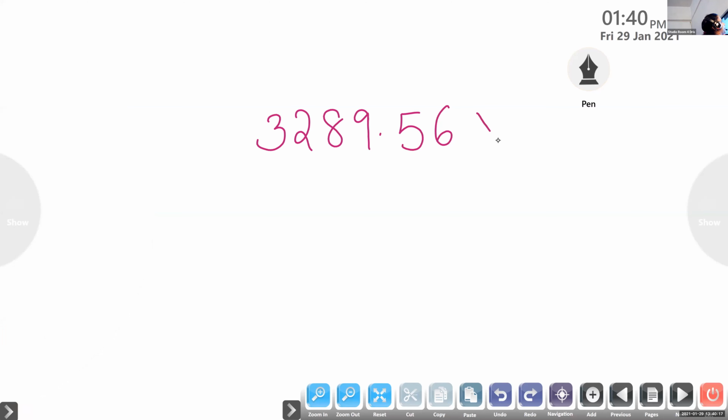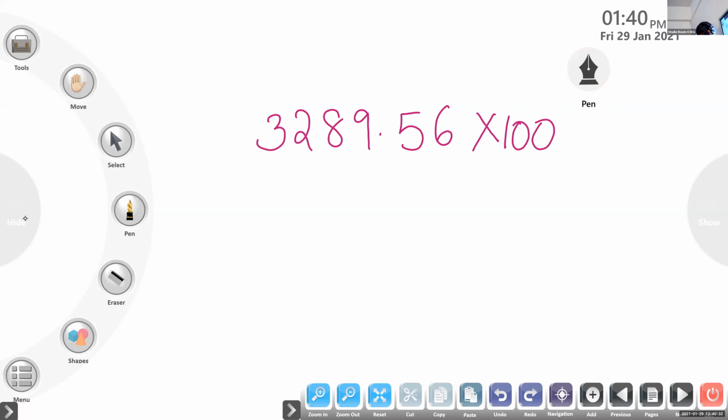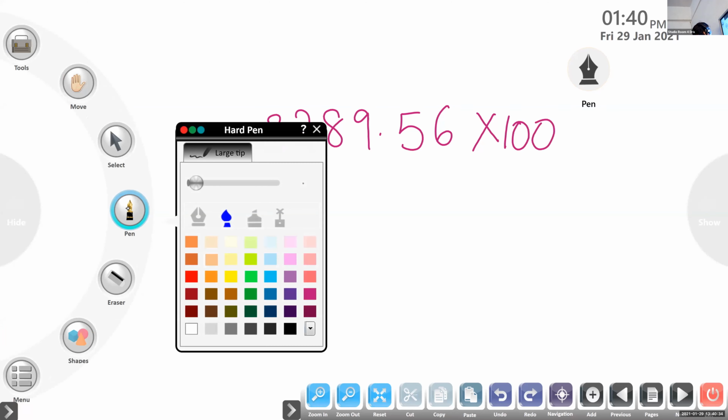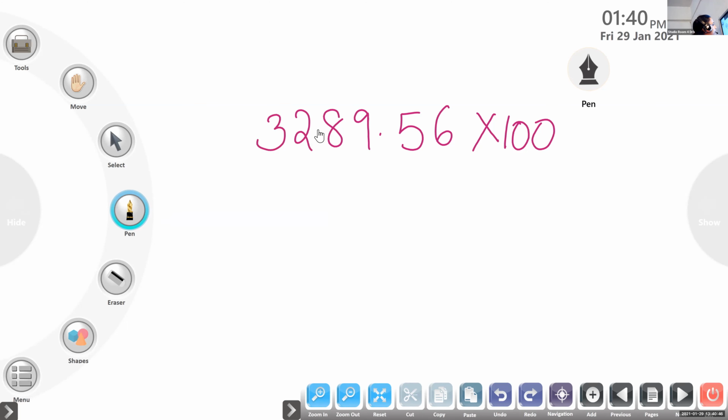3289.56 when I multiply with 100, what do we have to do? Chinmay? Last 2 days, children, we were doing this. Yes, Chinmay? I want to multiply 3289.56 multiplied with 100.